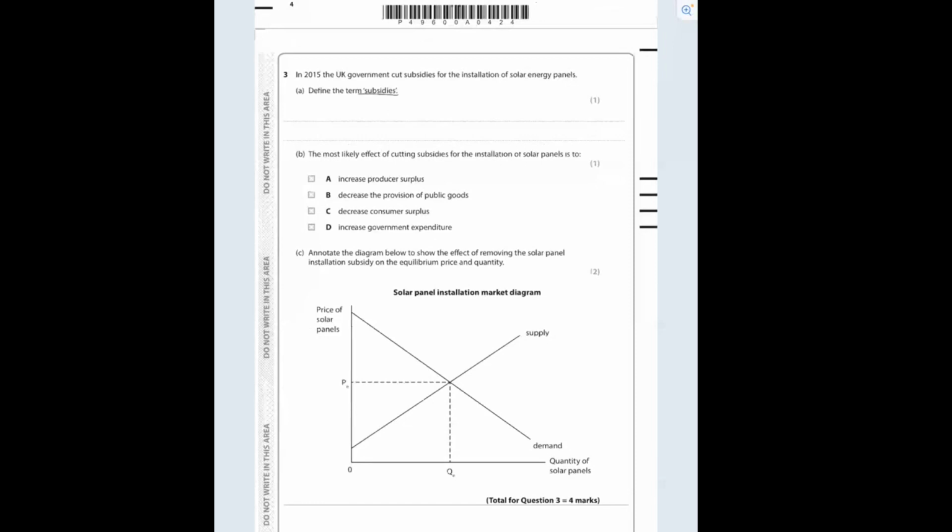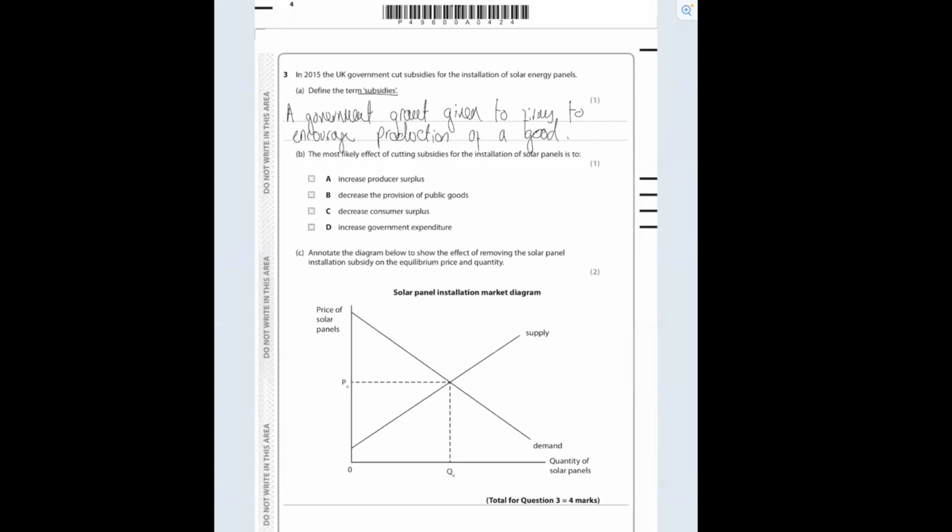So a recent example could be in China, the Chinese government gave subsidy to Chinese manufacturers of solar panels, and it created this whole kind of protectionism issue, but that's beside the point. So my 1 mark for my definition, it is a government grant given to firms to encourage production of a good.